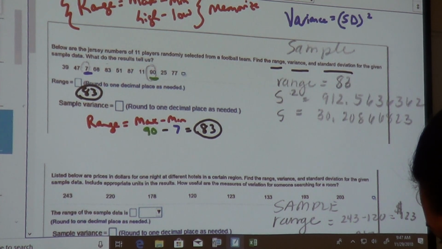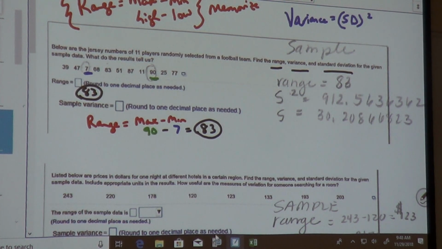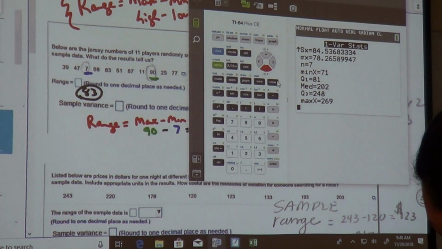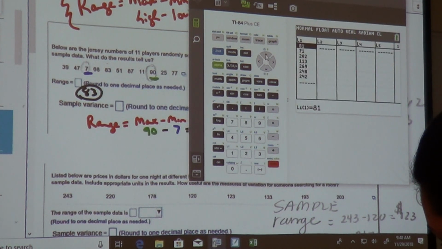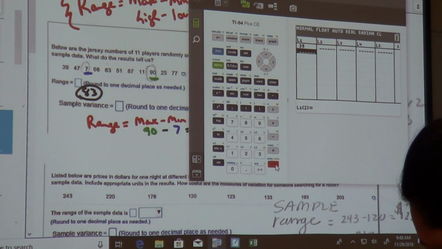Now, how am I going to get my standard deviation? We're going to type it into L1, so we're going to do stat edit, go to the top, clear enter, and we're going to type it in.